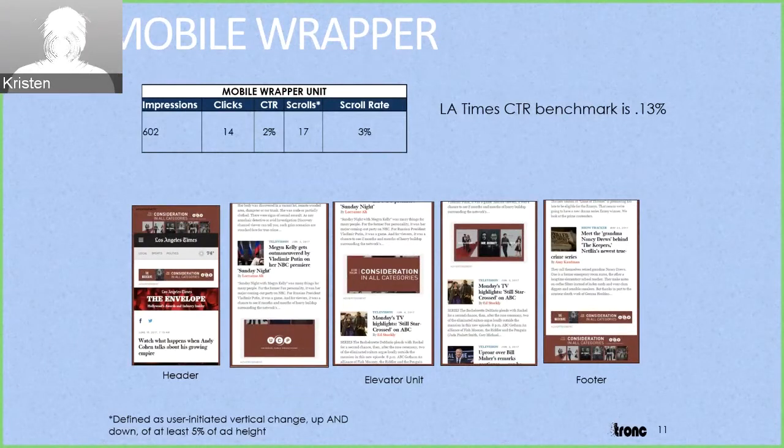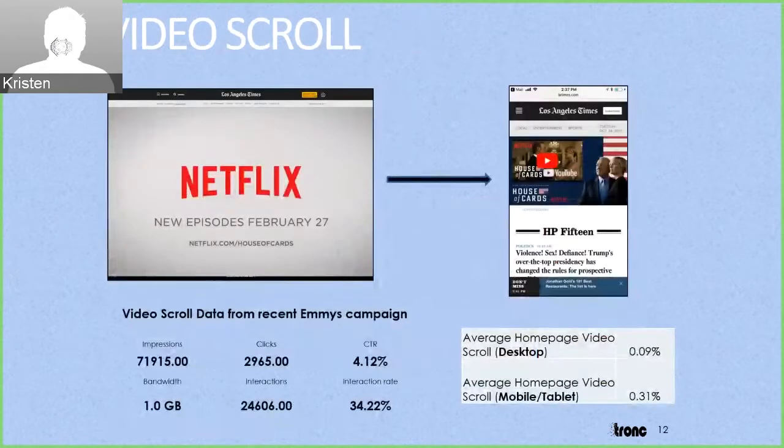And this unit is also great because it lends itself really well to our entertainment clients in that you can leverage 3 different sets of creative in the unit. It kind of functions like an elevator in that it automatically changes as the user scrolls up and down, as well as housing different creative in the header on the left and in the footer on the right. Next slide, please.